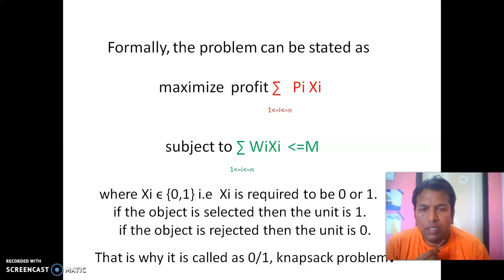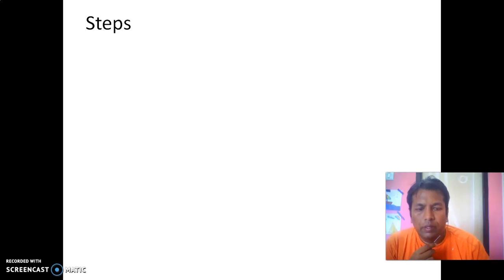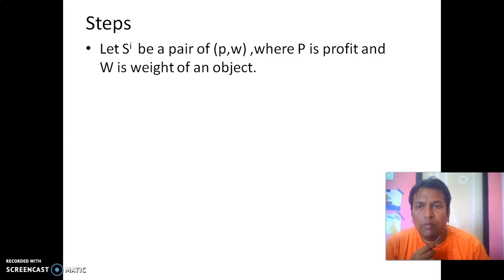If the object is placed into the knapsack, that xi value is considered as 1. If the object is rejected, meaning we are not keeping that object in the knapsack, that xi value is considered as 0. Based on these 0, 1 values, we are either keeping the object in the knapsack or rejecting it. Based on that, this problem is called the 01 knapsack problem. So how to solve this 01 knapsack problem? We follow some steps.